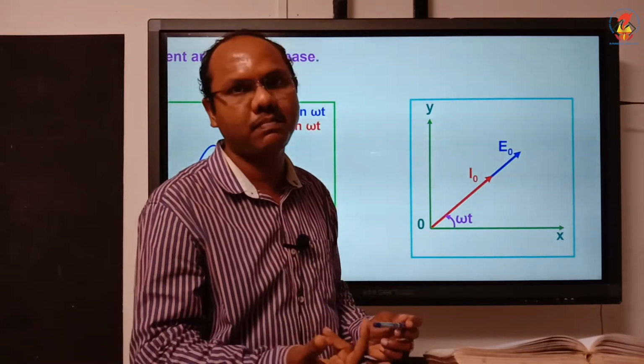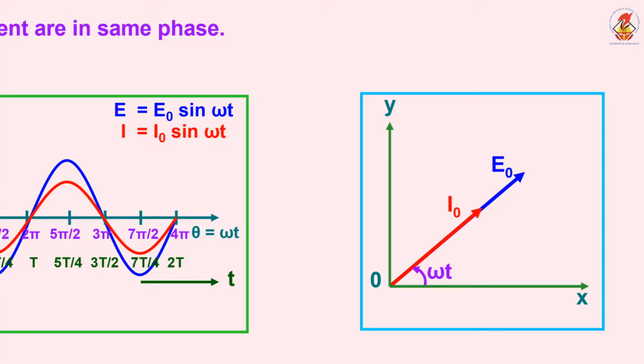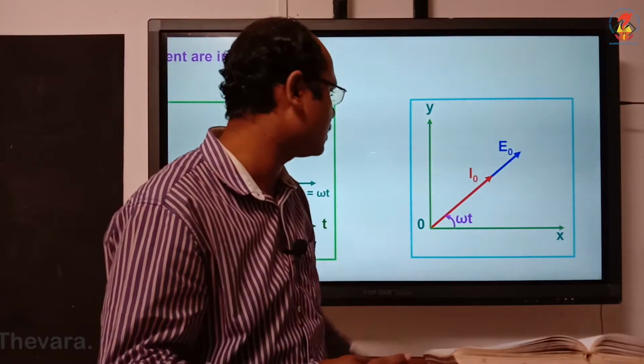It is easier to represent than the graphical method. I just draw the x-axis and y-axis, and the current I mark with the red arrow and the EMF with the blue arrow. Both of them are in the same direction, and the angle between them is omega t. So seeing this phasor diagram, you can very well know that current and voltage are in the same phase and their phase angle is omega t. That's the easiness of the phasor diagram.